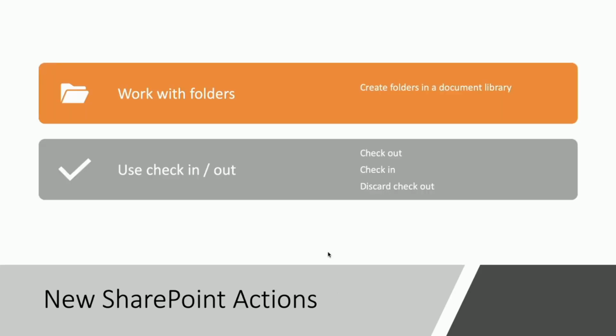So with that, I'm going to specific new SharePoint actions. The first one we released is working with folders. You can now create folders in a document library. Previously, you had to use create file, do some hack, and sort of create the folder along with a dummy file and then go back and delete it. We heard you guys loud and clear. We wanted this to be really simple. So we have the create folder action in the Flow SharePoint connector now.